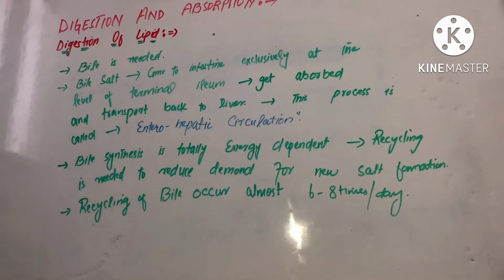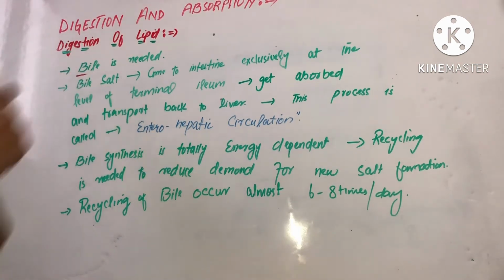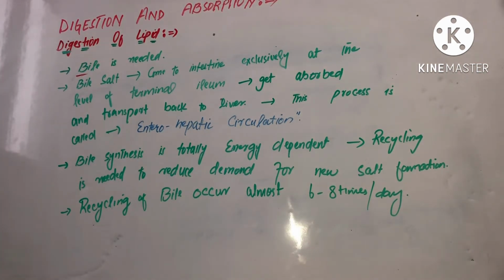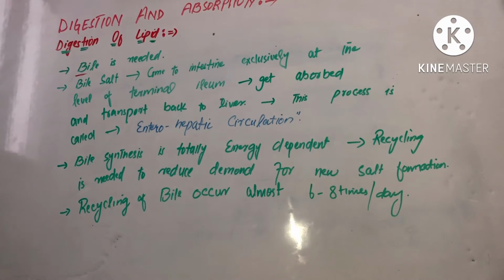Now we will discuss the digestion of the lipids. For digestion of the lipids, we need bile. Bile is needed for the digestion of the lipids. This bile comes from the liver, it is synthesized inside the liver, and then it comes out, and it is necessary for the digestion of the lipids.